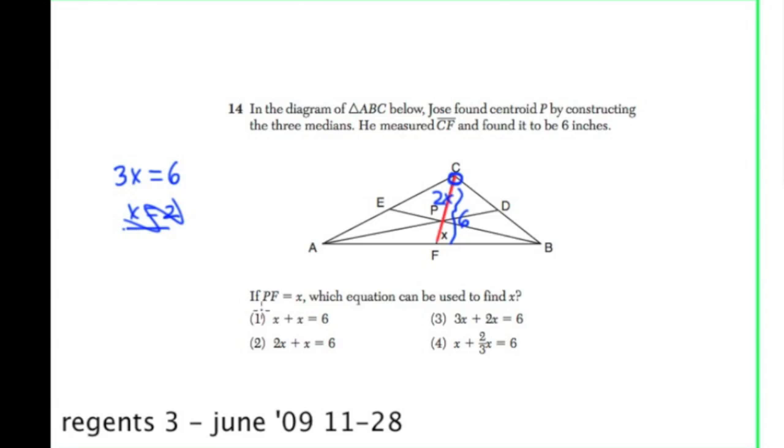But you don't even need to know this. They're just testing you on what equation can be used. So what we basically did was 2x plus x equals 6, right? So it's going to be choice 2, because we just said, well, if we add CP and PF, that's 2x plus x, which is 3x. I just skipped that step for you.